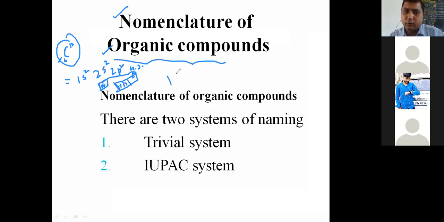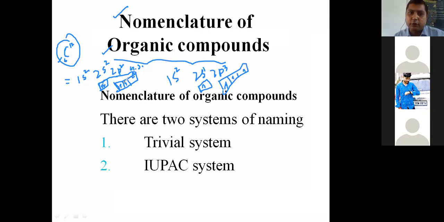So what would be the electronic configuration? This is 1s2, 2s1, and 2p3. Yes, very good. So only the one is half fulfilled, and this is also half fulfilled. Very good.